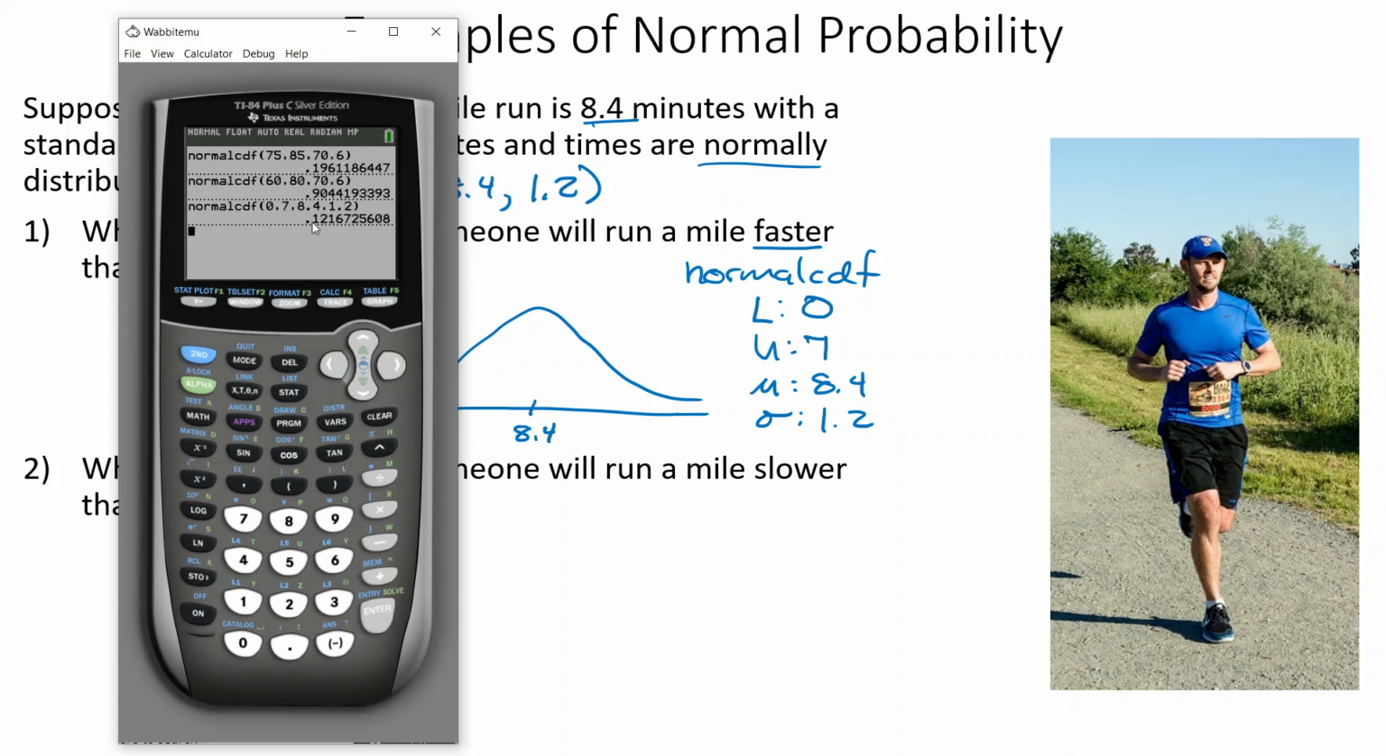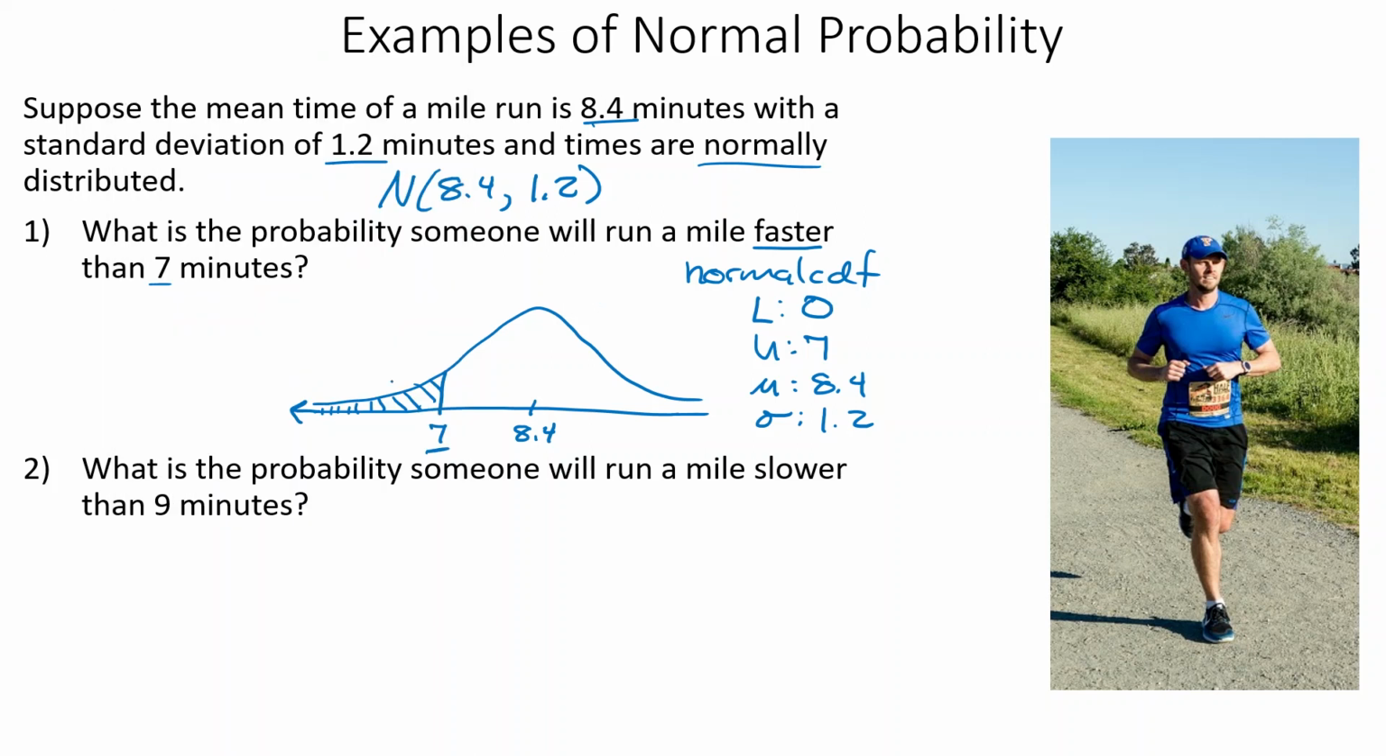And there's our answer, 0.1216, or just basically 0.12. So 12% of the data would be less than 7. Next one, what's the probability someone will run a mile slower than 9 minutes?